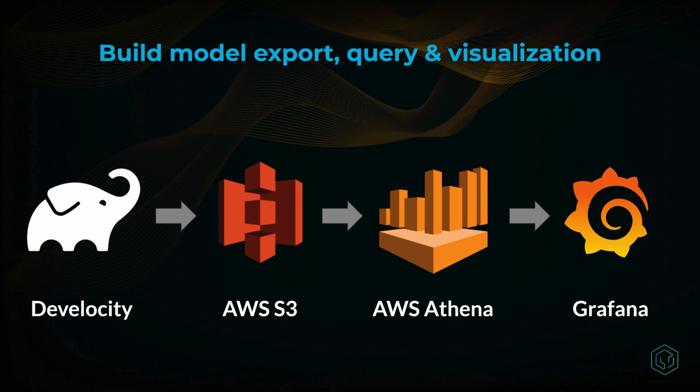I want to make this more concrete with the full flow. So if you have Develocity, you can export the data to S3. So these build models, Develocity will export them to S3. From there, Athena from AWS can consume them. And with Grafana, we can visualize that data by querying Athena.